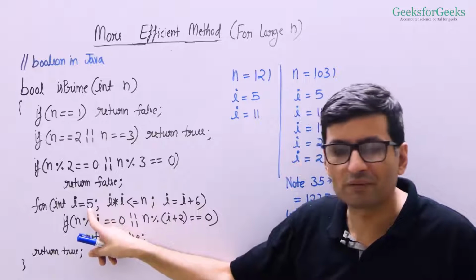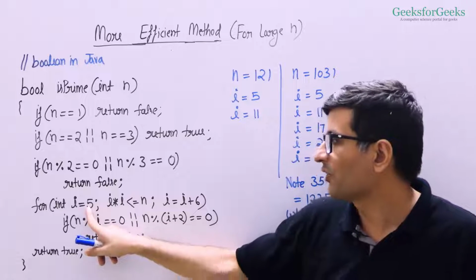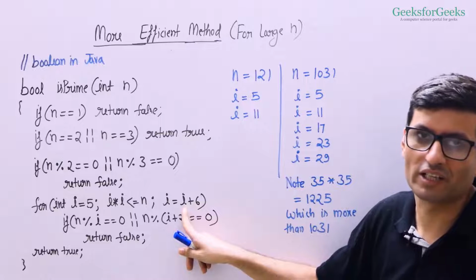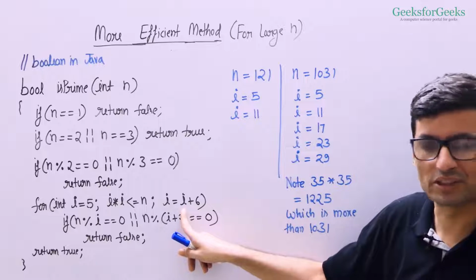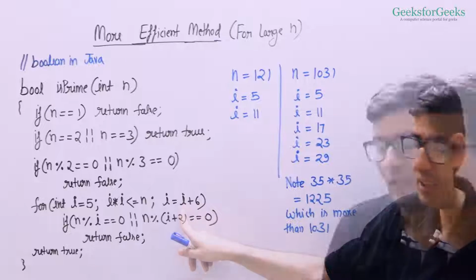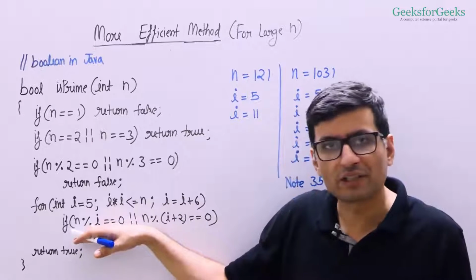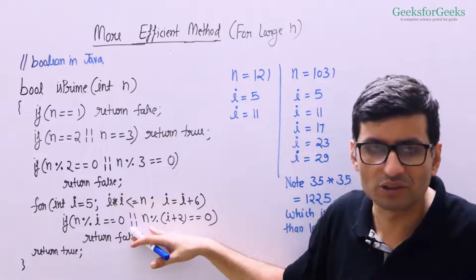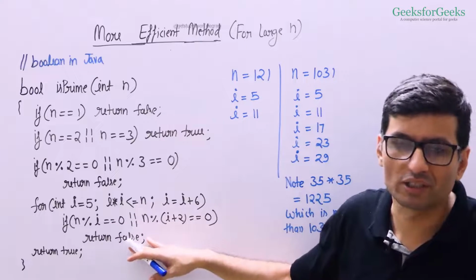First of all, we are beginning with i equal to 5. Now, we are incrementing i by 6. Not by 1, right? We are simply jumping many numbers and incrementing i by 6. And what are we checking? We are checking if n's remainder with i is 0 or n's remainder with i plus 2 is 0. If any of them is 0, then we return false.